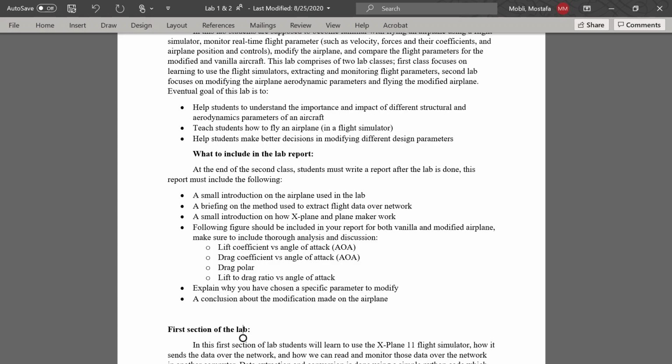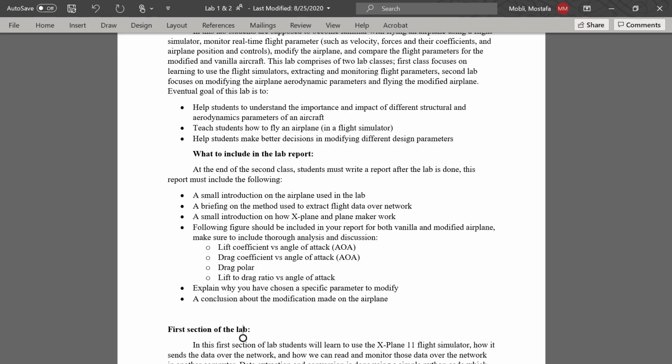So your second goal in the lab is to export all of these flight parameters, lift coefficient, angle of attack, moment coefficient, everything, and plot them. CL versus alpha, CD versus alpha, CM versus alpha, and also CD versus CL. That will be Lab 1.